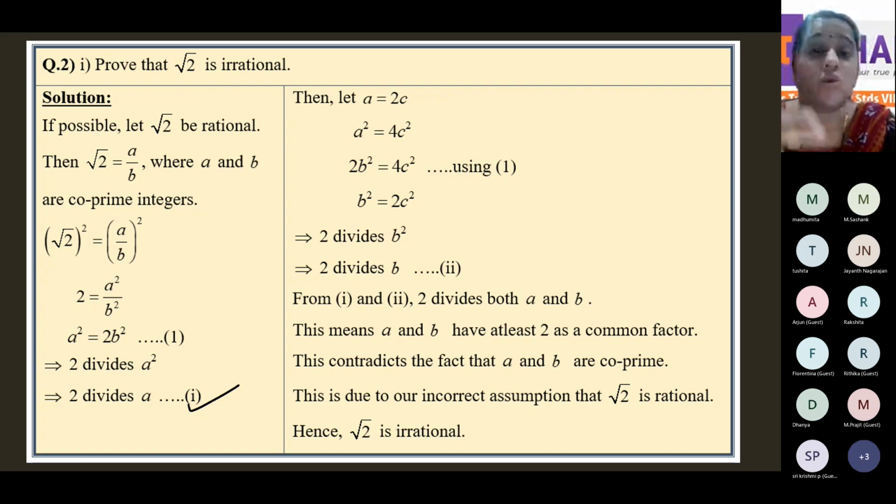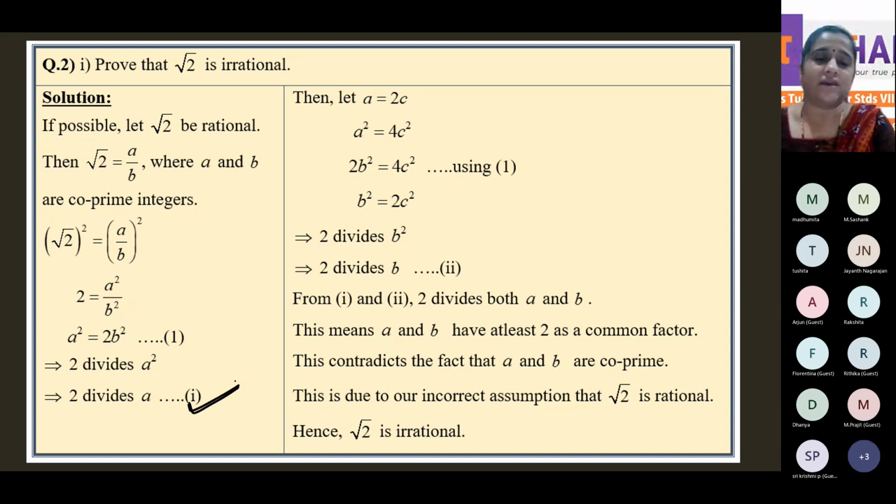Their HCF is 1. Then how can both of them have 2 as a common factor? So it's contradictory. Why this contradiction? Because we have assumed root 2 to be rational incorrectly. This contradiction happens because our assumption is incorrect. What we have assumed is wrong. So root 2 is rational is wrong. Therefore, root 2 is irrational. This is how we prove that root 2 is irrational by the method of contradiction.